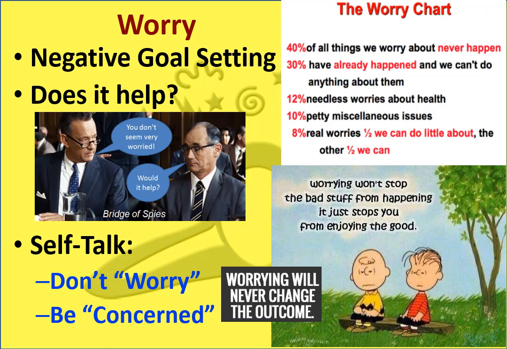If you look at the worry chart up in the top right, 40% of the things we worry about never happen. 30% have already happened. We can't do anything about them. 12% are needless. 10% are petty. 8% are real worries. Half of them we can do little about, and the other half we can. So there's about 4% of the things that we can do stuff about. So take care of those and quit worrying.